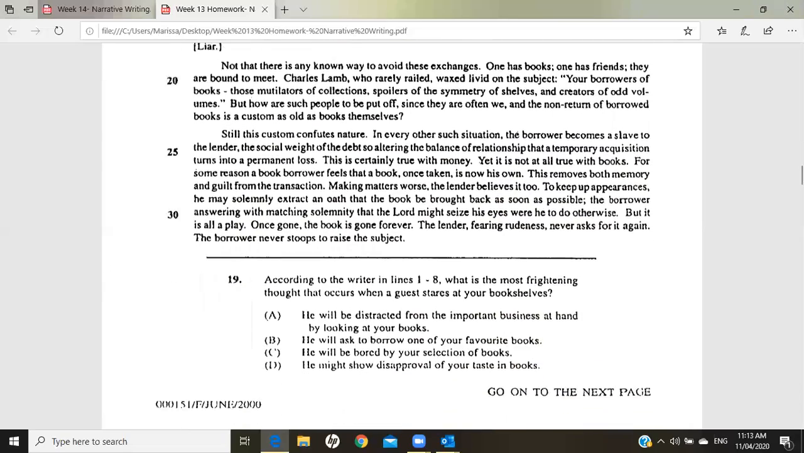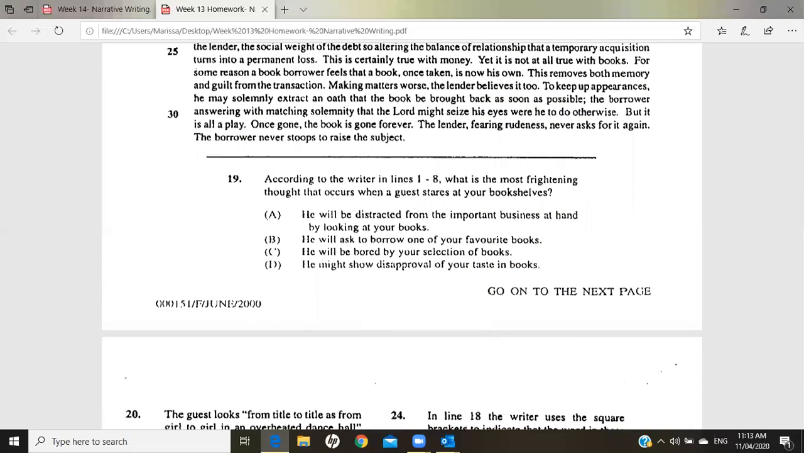So number 19 says, according to the writer in lines 1-8, what is the most frightening thought that occurs when a guest stares at your bookshelves? So Jada, what did you have for number 19? B. Number 19 is B. He will ask to borrow one of your favorite books.